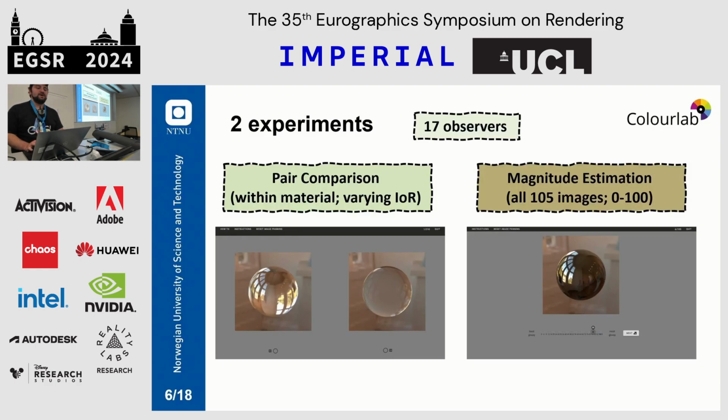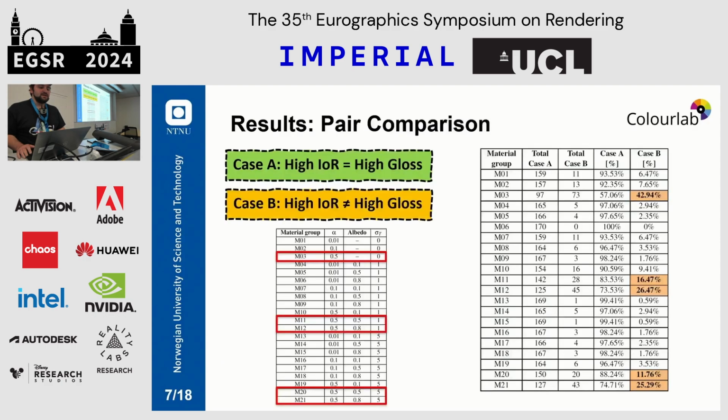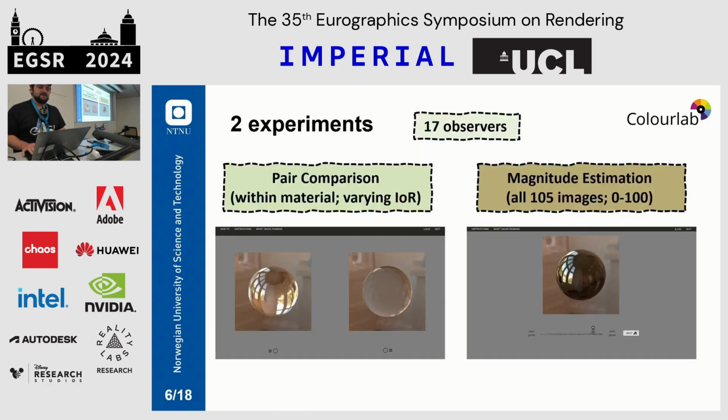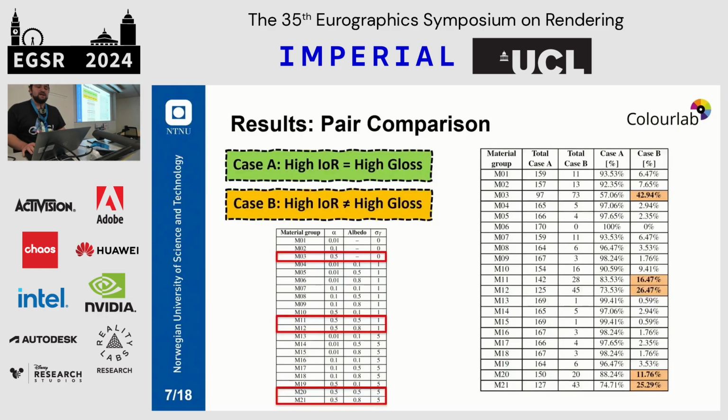So we started with pair comparisons, and first we wanted to fix all other parameters, so everything was identical, and we compared only images that differed in index of refraction. So everything else was the same. So the comparisons were made within each material group, while in the second one everything was scaled, so all images were used on the same scale. We had 17 observers, and let's start with the analysis of the first pair comparison experiments.